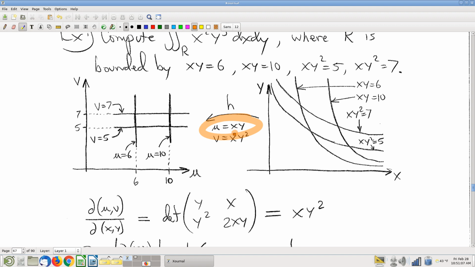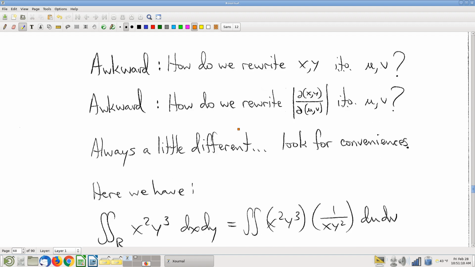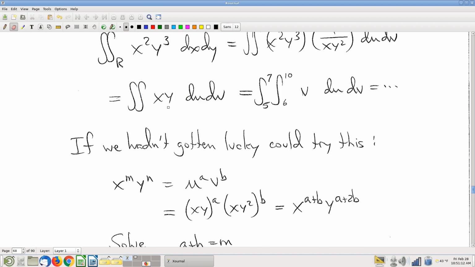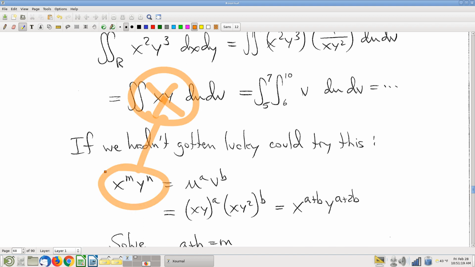So there's that. If you didn't get lucky, then what you can do is speculate as follows. Let's suppose that instead of this, you had some product of powers of x's and y's, like that. What if that was your resulting domain? And I want to know how to rewrite this product of powers of x's and y's in terms of u and v, which themselves are products of powers of x's and y's.